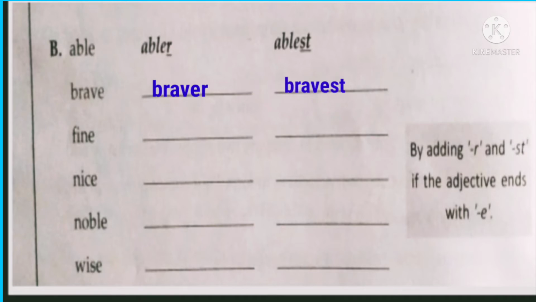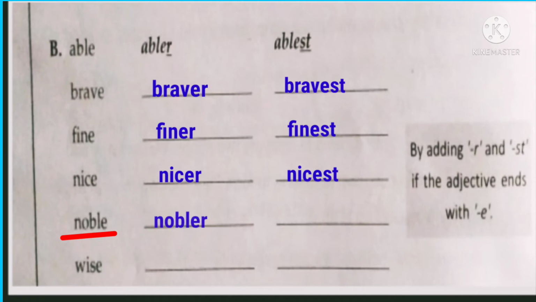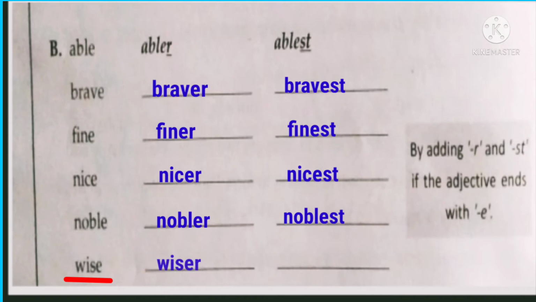Okay, look at the next adjective, that is fine. So the comparative degree of the adjective fine will be finer and the superlative degree will be finest. The next one is nice. So the comparative degree will be nicer and the superlative degree will be nicest. The next one is noble and the comparative degree of the adjective noble will be nobler and the superlative degree will be noblest. The last one is wise and the comparative degree of wise will be wiser and the superlative degree will be wisest.